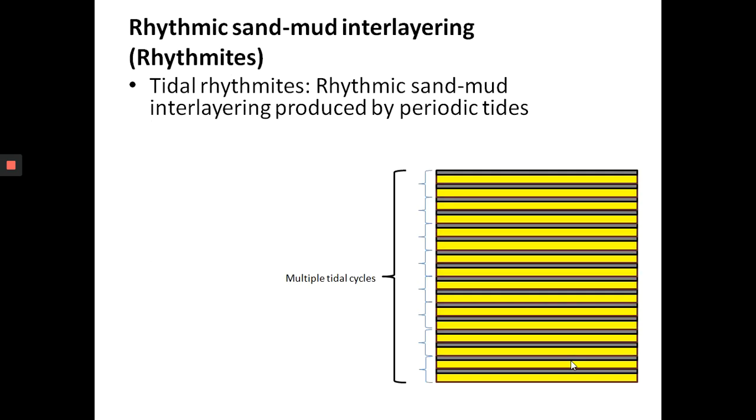Now, cycles repeat themselves daily, right? So you get lots and lots of cycles, and if you have a stable enough basin, and nothing much is happening in terms of tectonics, not much in terms of storms, and it's just tides operating on your coast, you can get a very thick succession of lots and lots of tidal cycles, these sand mud packages here. They might represent tidal cycles for years or decades or centuries, ideally, right? So these are what we call tidal rhythmites. Rhythmic sand mud interlayering, and they are produced by periodic tides.